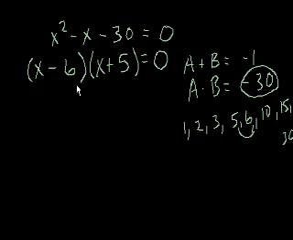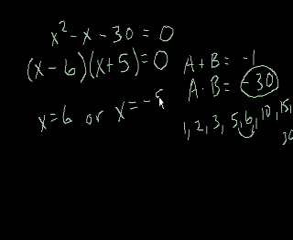So how did I think about that? Negative 6 times 5 is negative 30. Negative 6 plus 5 is negative 1. So it works out. And the more and more you do these practices, I know it seems a little confusing right now, it'll make a lot more sense. So you get x equals 6, or x equals negative 5.